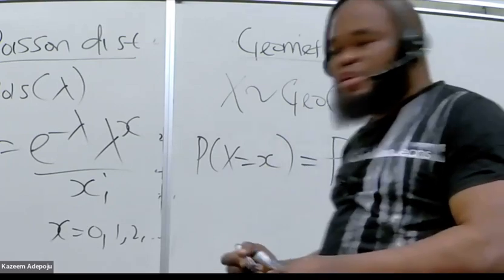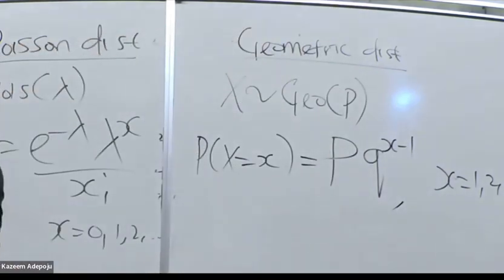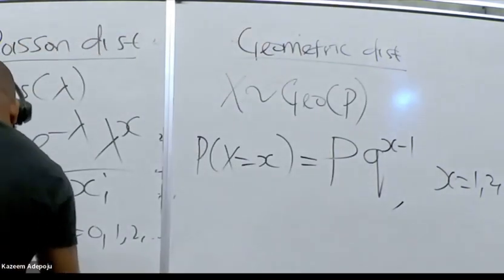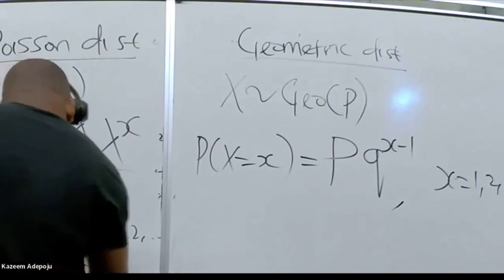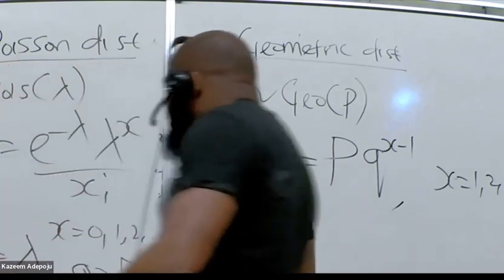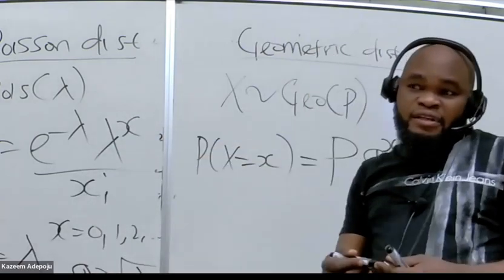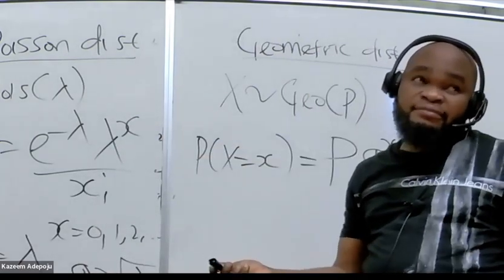The other time you can be asked, the mean here is lambda, the variance is lambda, the standard deviation will be the square root of lambda. So take note of that for Poisson. We can ask you to derive that.